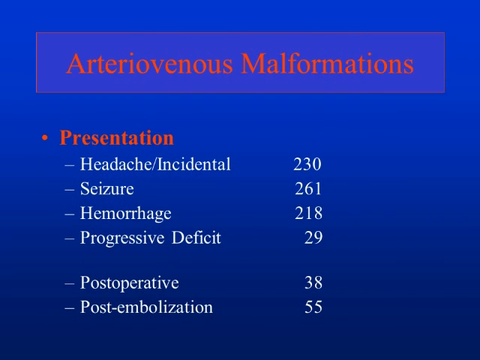So most of the patients were seizure presentations. A number presented incidentally or with headache. A lot had hemorrhages. A small percentage had progressive neurologic deficit, presumably from steal. A number of them had been operated and still had AVM. That's not a good situation. And at least 55 had undergone embolization before surgery.